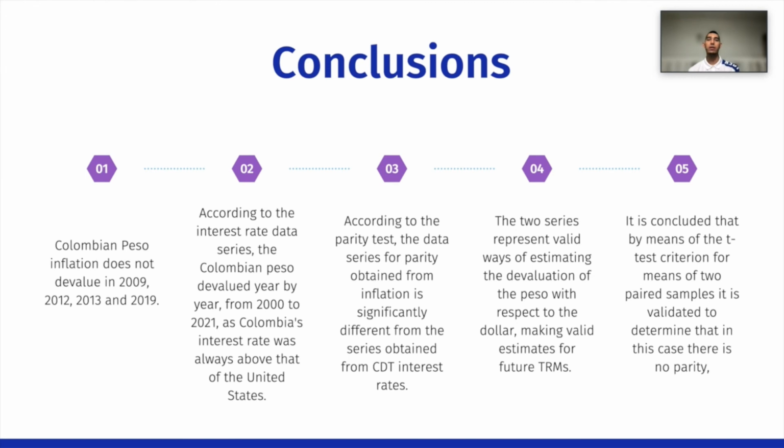According to the interest rate data series, the Colombian peso devalued year by year from 2000 to 2021, so the Colombian interest rate was always above the US interest rate. The two series represent valid ways to estimate the devaluation of the peso with respect to the dollar, making valid estimates for the future TRMs. It is concluded that by means of the t-test criterion for means of two paired samples, it is validated that in this case there is no parity.